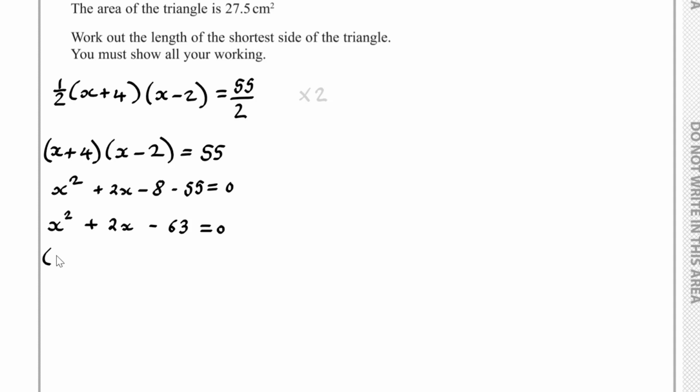And if we factorise this, we have x minus 7 lots of x plus 9 equals 0, from which we can see x is either equal to 7 or minus 9. And clearly we need to reject this minus 9.